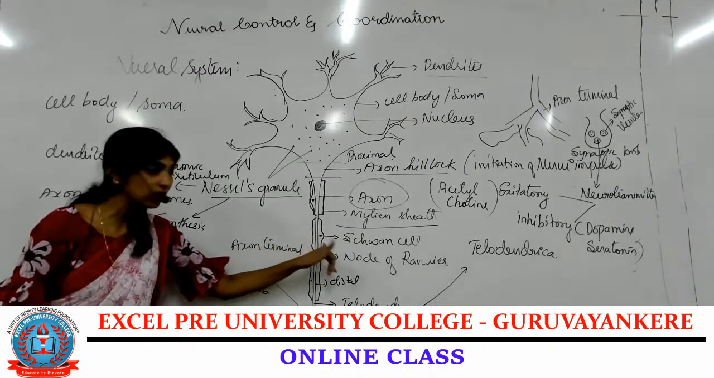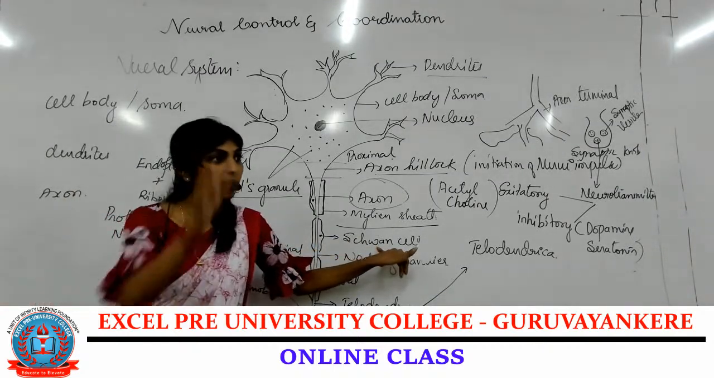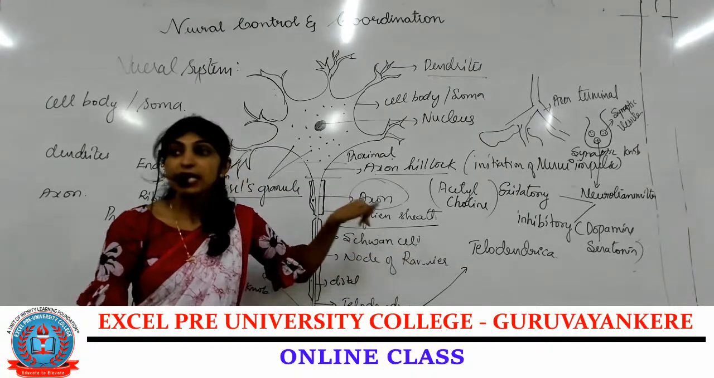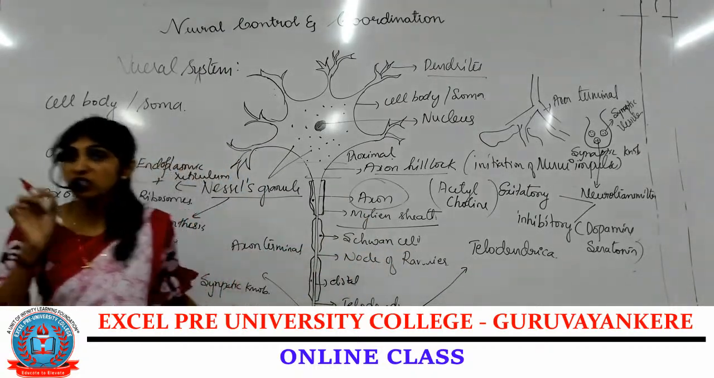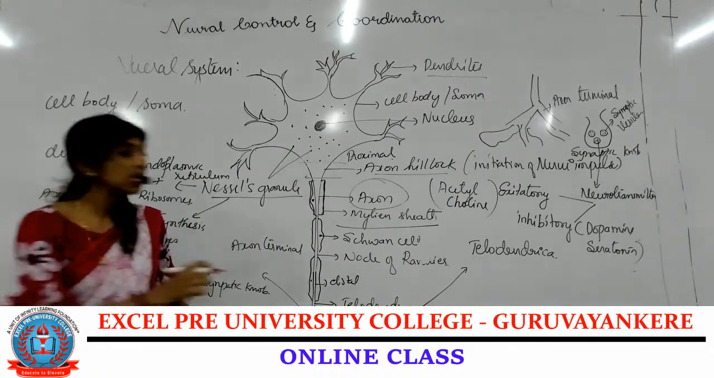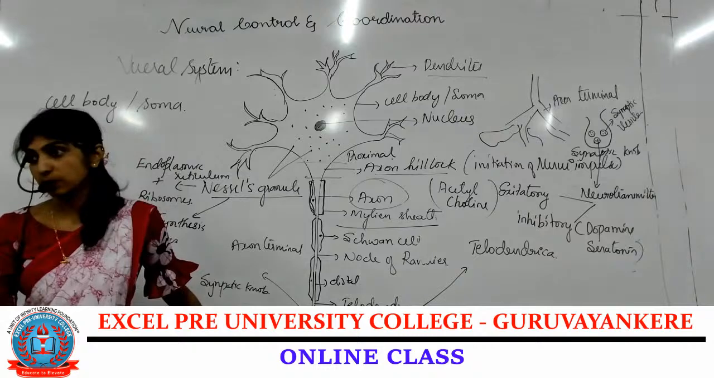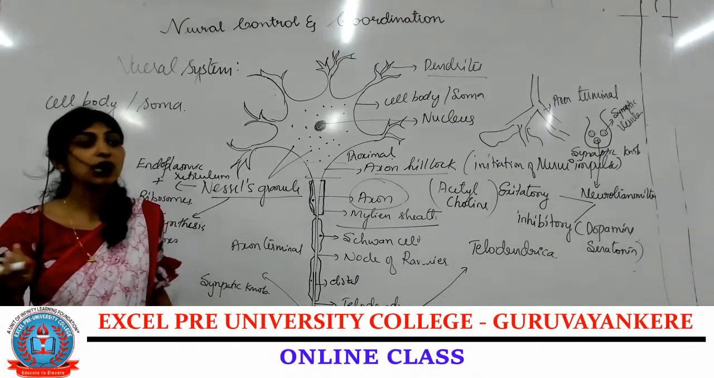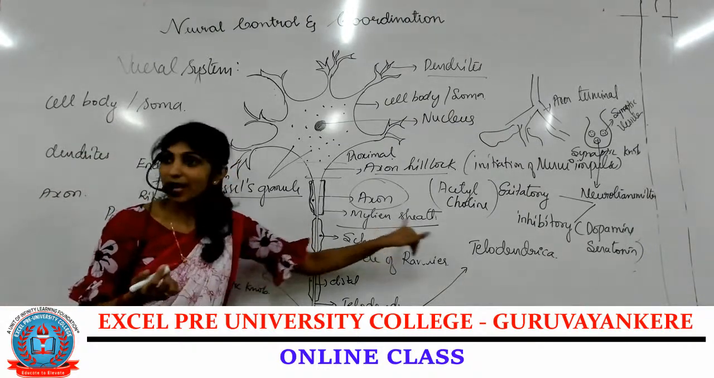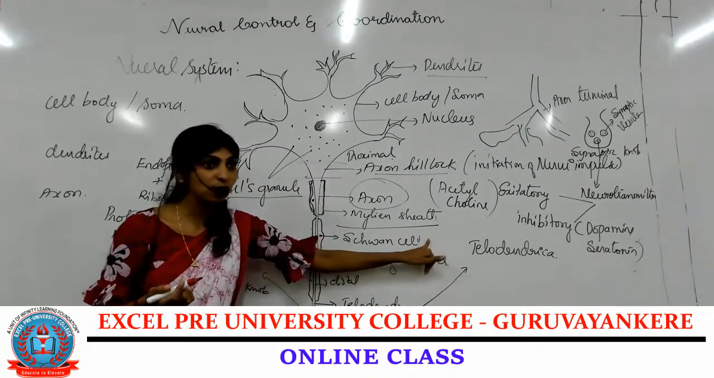Along the axon, what is present? Schwann cells. They secrete adipose tissue or lipid sheath, and it is called the myelin sheath.